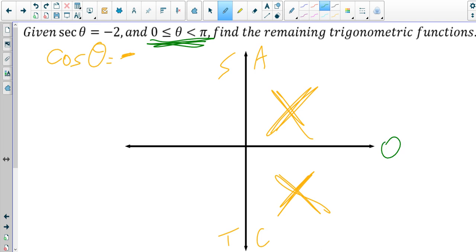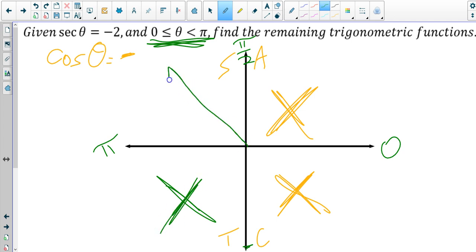Remember, this is 0, pi over 2, pi. This is 3 pi over 2 down here, and then 2 pi here. So we're saying that theta falls somewhere in this region. So it cannot occur down here. So it cannot occur down here, so it must be in quadrant 2. So I draw a right triangle here in quadrant 2. So technically my theta would be down here.